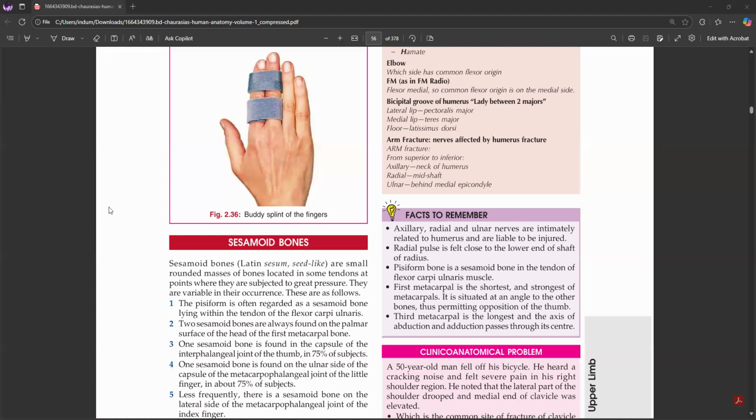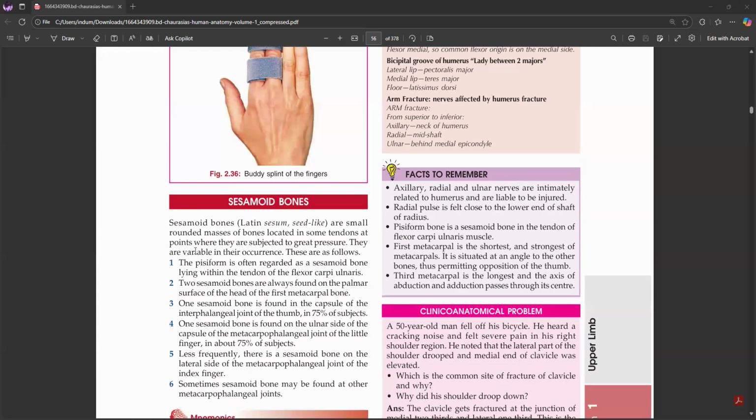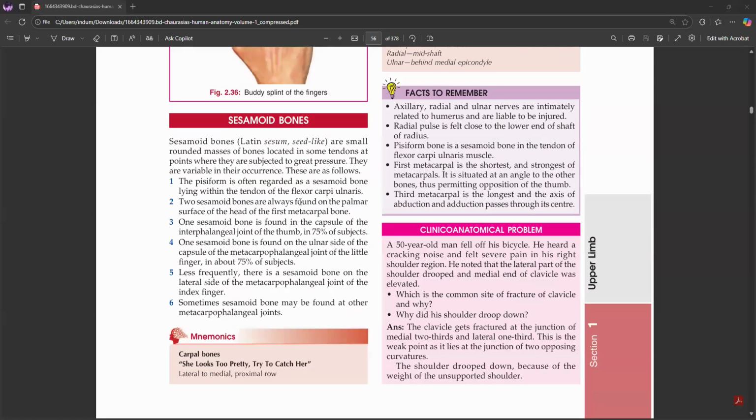Sesamoid bones. Sesamoid bones are small, rounded masses of bones located in some tendons at points where they are subjected to great pressure. They are variable in their occurrence. These are as follows. 1. The pisiform is often regarded as a sesamoid bone lying within the tendon of the flexor carpi ulnaris. Two sesamoid bones are always found on the palmar surface of the head of the first metacarpal bone.